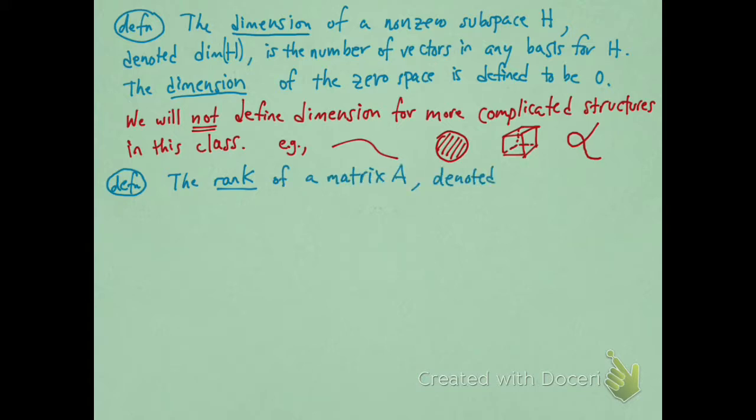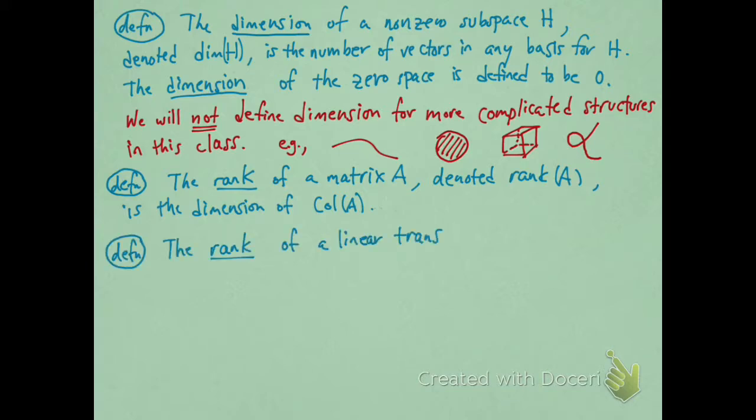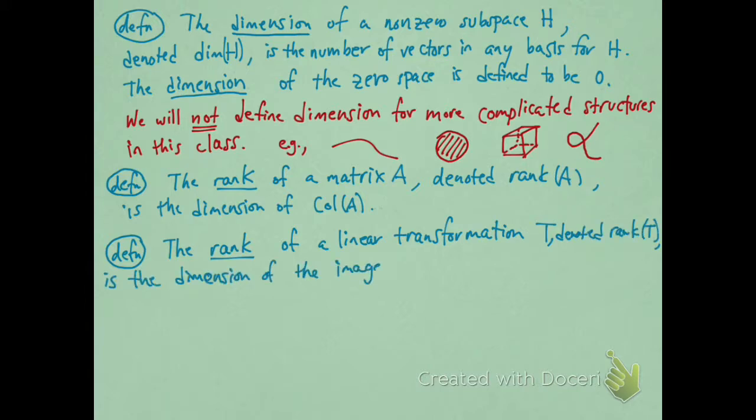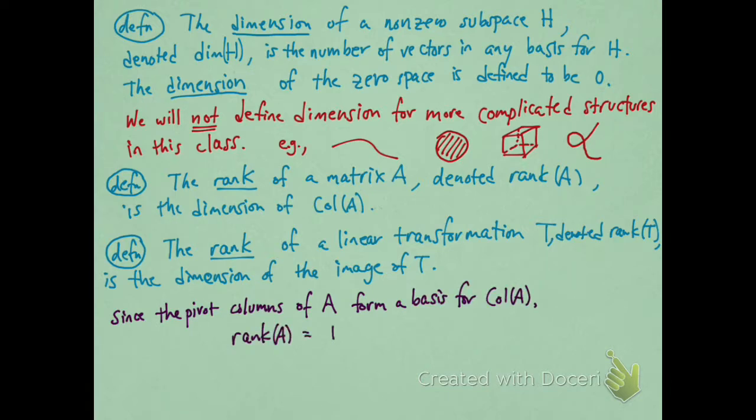So a related notion, if I'm talking about a matrix, is the rank of a matrix, denoted rank A. This is the dimension of the column space of that matrix. Very similar to that notion is the rank of a linear transformation T, denoted rank T, and it's the dimension of the image of T. Notice, we've already seen that the pivot columns of a matrix A form a basis for the column space. And since the dimension of the column space only depends on the number of elements in that basis, we see that the rank of the matrix is equal to the number of pivots of the matrix.